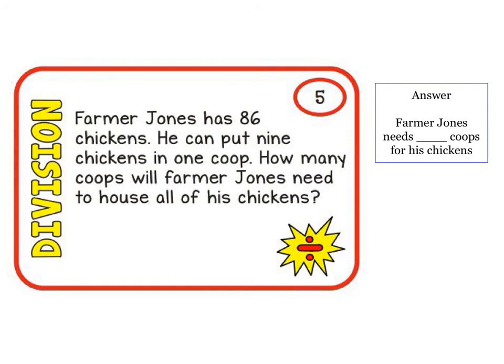This last question says Farmer Jones has 86 chickens. He can put 9 chickens in 1 coop. How many coops will Farmer Jones need to house all of his chickens? Try this one on your own, and then we'll go over it.